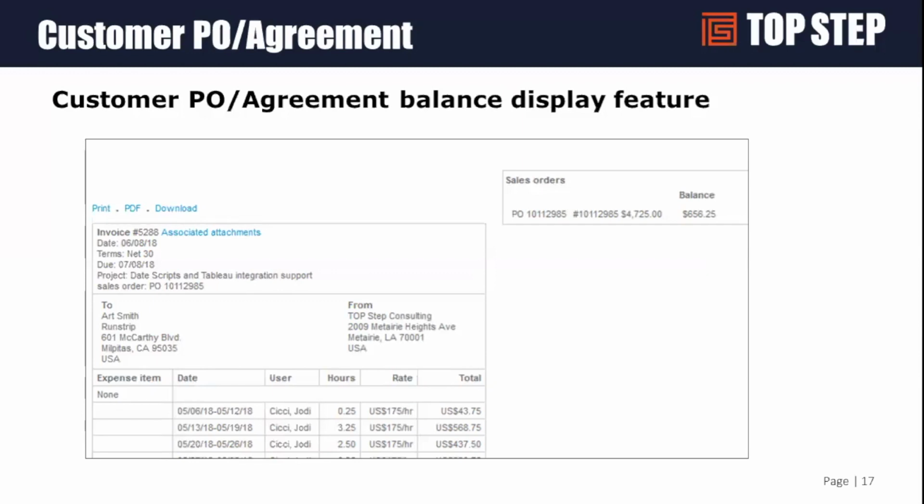And the one feature that I like and we use here at TopStep is basically a customer PO balance display. So it's a switch that you turn on. So when you're generating your invoices, it will show you just by looking at the invoices. And here we renamed it sales orders, but it's the same concept. You can see what the funding amount was for the PO and how much is left based on looking at this invoice. So it's a really handy feature to check yourself and make sure that you're keeping within budget.